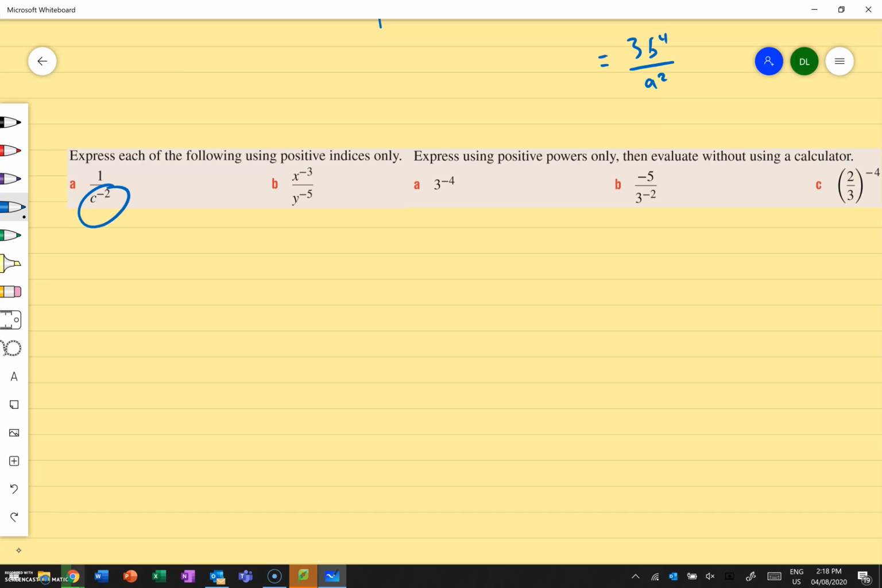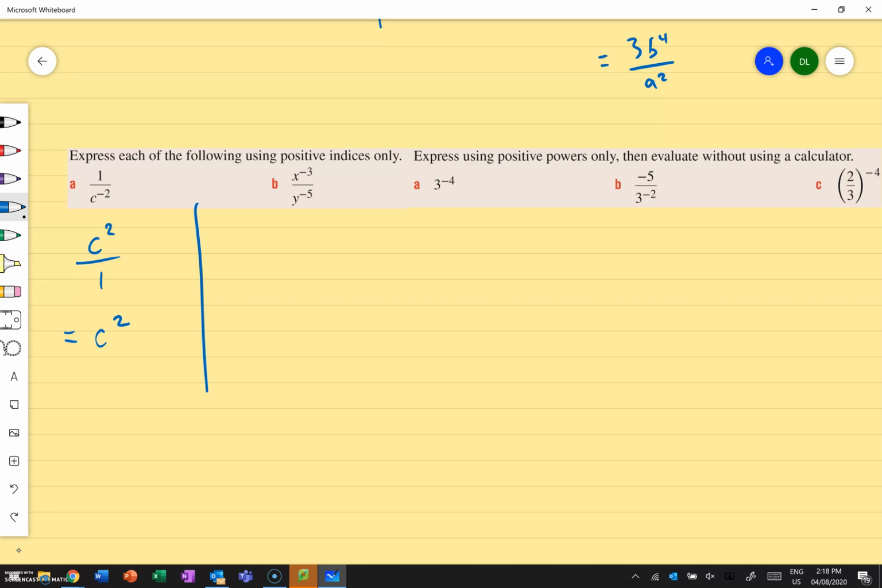In this case, I've got 1 over c to the power of negative 2. So c to the power of negative 2 is a negative power. If I've got a negative power, I put it on the other side of the fraction and I make it a positive. So instead of writing 1 over c to the power of negative 2, I'm going to write c to the power of positive 2 over 1. And hopefully you remember that if anything's over 1, you don't have to write over 1, you just write whatever's on the top, which gives us c squared.